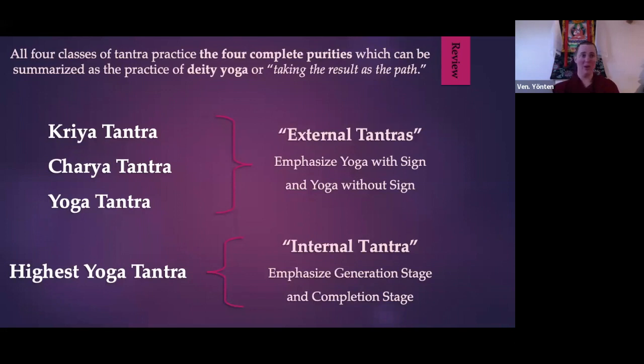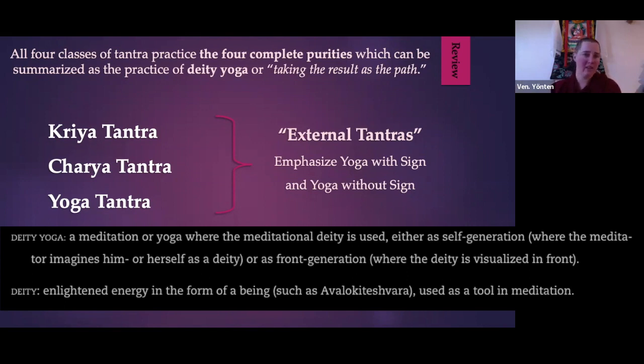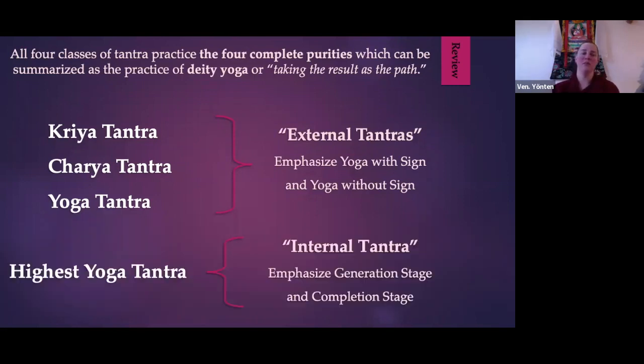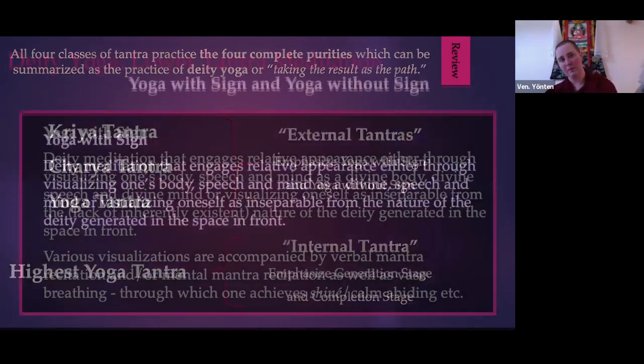So just to review, all 4 classes of Tantra practice the 4 complete purities, which can be summarized as the practice of deity yoga or taking the result as the path. We haven't gone into that in a ton of detail. We just outlined these 4. So the first 3, Kriya Tantra, Charya Tantra, Yoga Tantra, are the so-called external tantras that emphasize yoga with sign and yoga without sign. Then there's highest yoga tantra, which is considered the internal tantra, which emphasizes generation stage and completion stage. So we're looking at lower tantras.